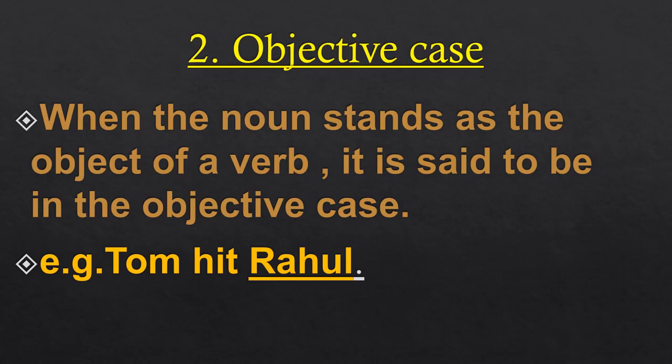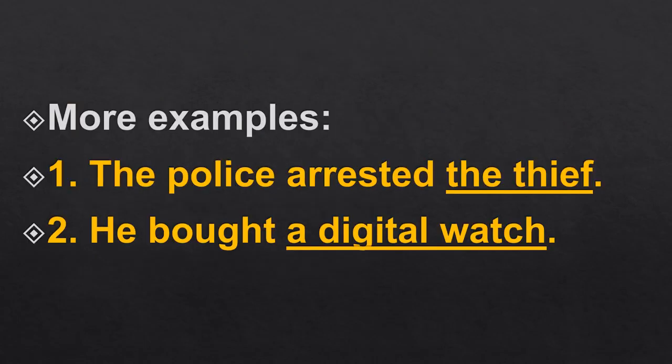So what we learned is that if the noun is the subject in the sentence, it is in nominative case. If the noun is the object in the sentence, then it is objective case. See some more. The police arrested the thief. In this sentence, the thief is the object. So the thief is in objective case. And in previous slides, we saw that the police was in nominative case. Why? Because the police is the subject in the sentence. If you see the second example, he bought a digital watch. A digital watch is in objective case. Why? Because it is the object in the sentence. Clear?